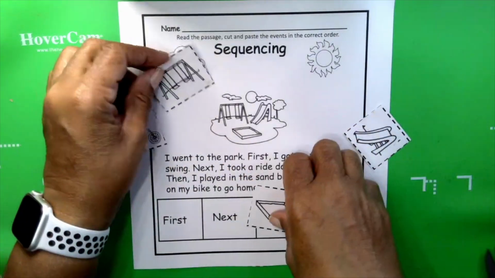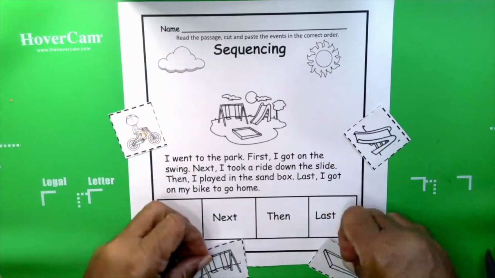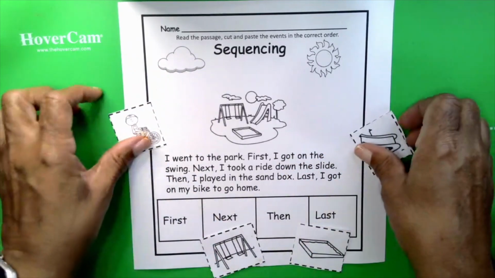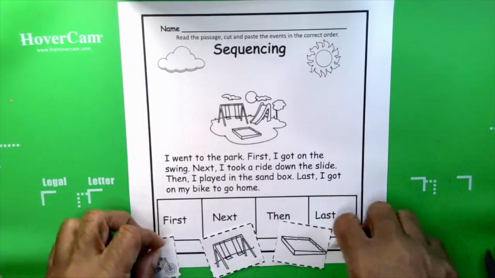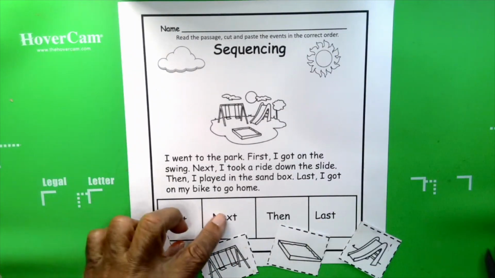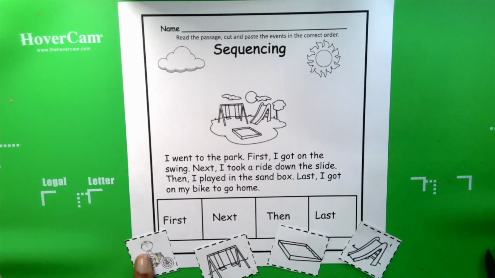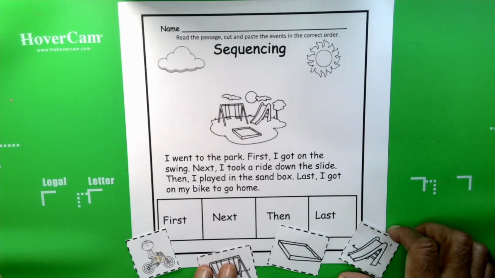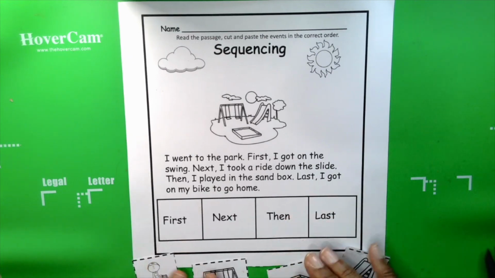Now, the first thing you're going to want to do, boys and girls, is make sure you have 4 boxes, 1, 2, 3, 4, and 4 pictures, 1, 2, 3, 4. So yes, we haven't lost any of our pictures. Now we're going to review and think about what happened in the story. We know that the story is taking place in the park.